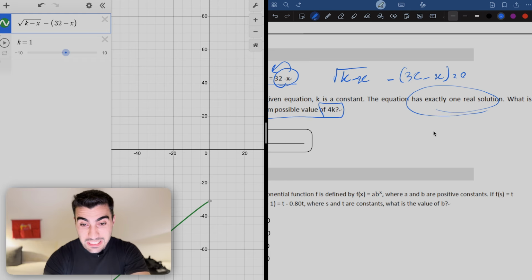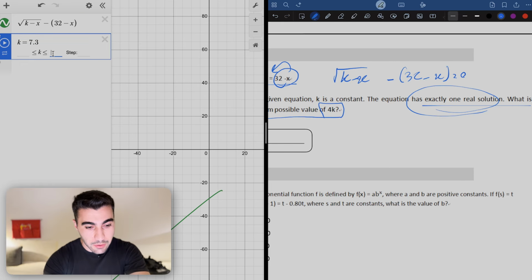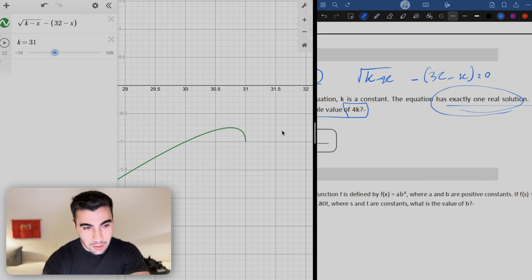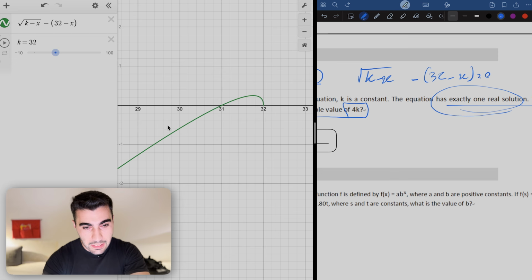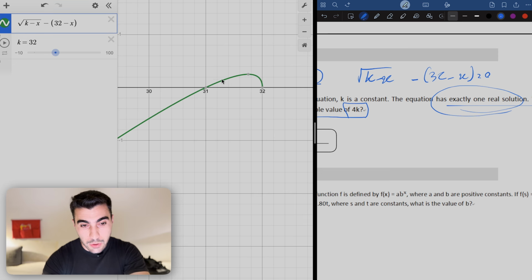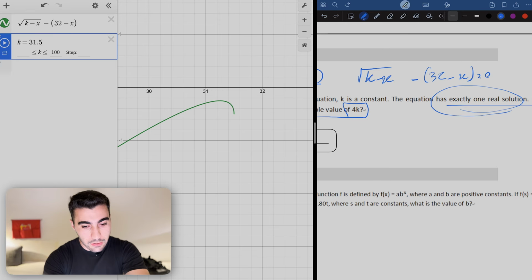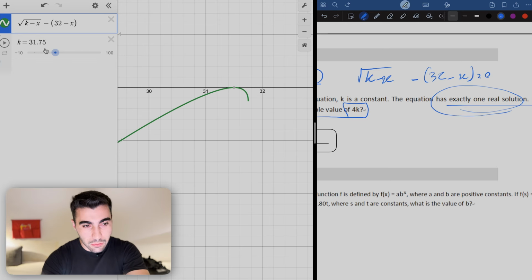So this equation has exactly one real solution. So I'm going to move the k such that we get only one solution, right? So I have to increase the k. I'm going to put the boundary, increase that, and let's move until we have one x-intercept, one solution. Okay, we still have no solution. All right, so when k equals 32, we have two solutions, one here and one here, right? So if k equals 31, we have no solution. So it's somewhere between 31 and 32. I'm going to put 31.5, still no solution. 31.75, there we go. So when k equals 31.75, we have exactly one solution here.